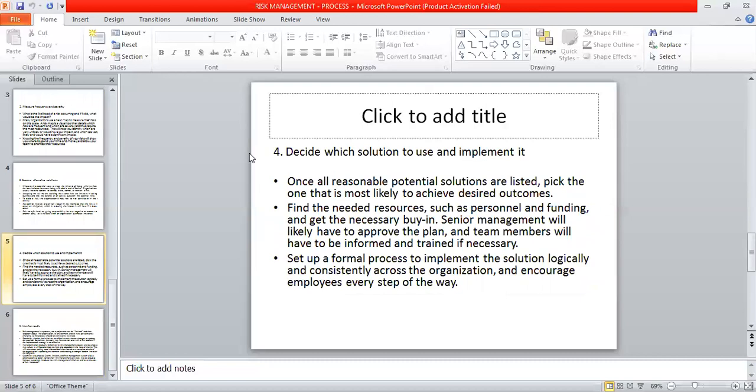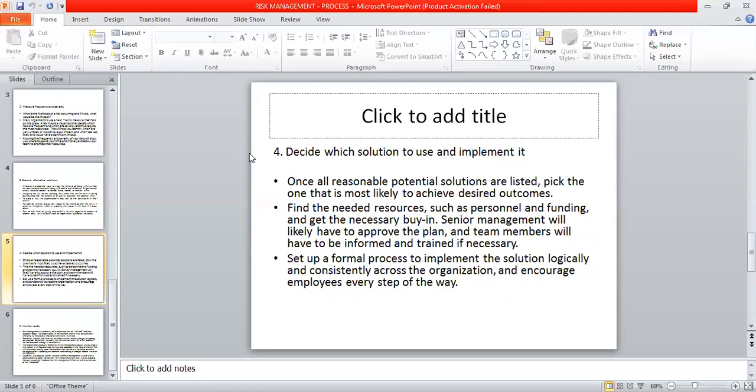And the next one, the second last, is to decide which solution to use and implement it. Here we have to decide on all the combinations of the methods to be used for each risk. Each risk management decision should be recorded and approved by the appropriate level of management. For example, a risk concerning the image of the company should have a top-level decision behind it, whereas IT management should have the authority to decide on computer virus risks, right?